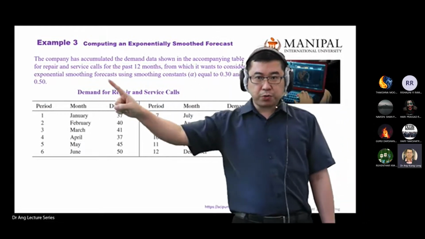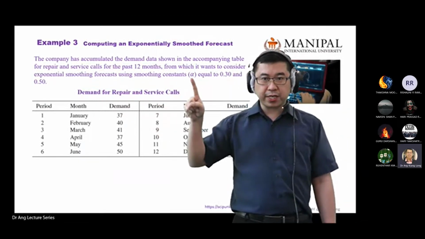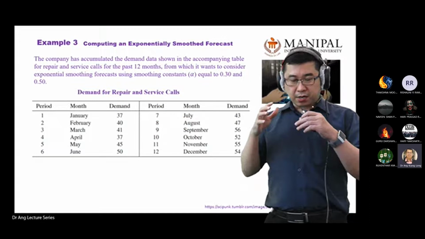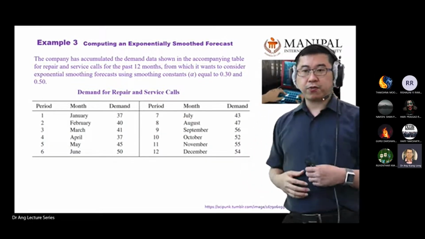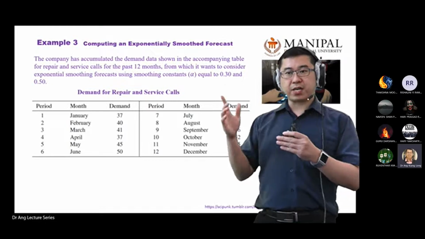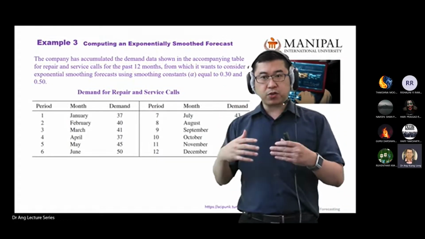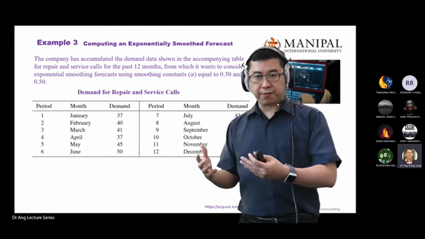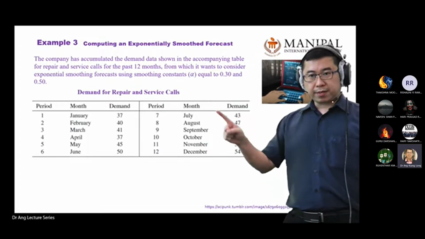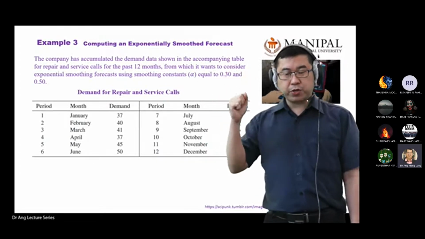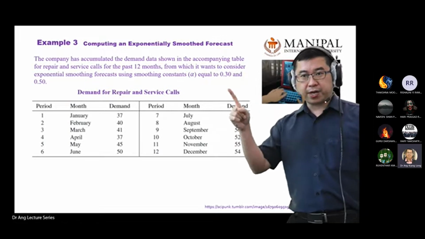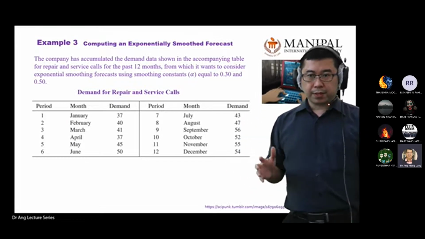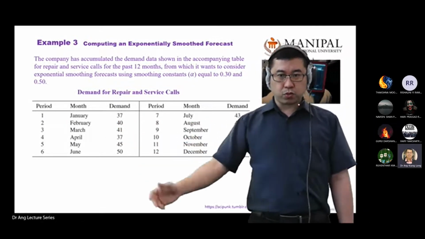Consider the exponential smoothing forecast using smoothing constant alpha equal to 0.3 and 0.5. So basically the customer wants you to run two scenario forecasts. One uses alpha equal to 0.3. After you run the scenario for 0.3, you run for alpha equal to 0.5. For the exponential smoothing forecast, you only concern yourself with alpha, which is the smoothing constant. This one you should have in your tutorial already.